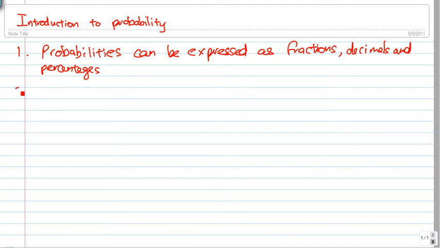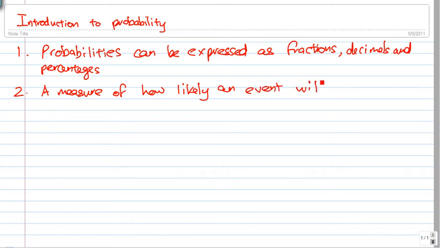Also, it is a measure of how likely an event will take place. It is normally denoted by probability of an event.